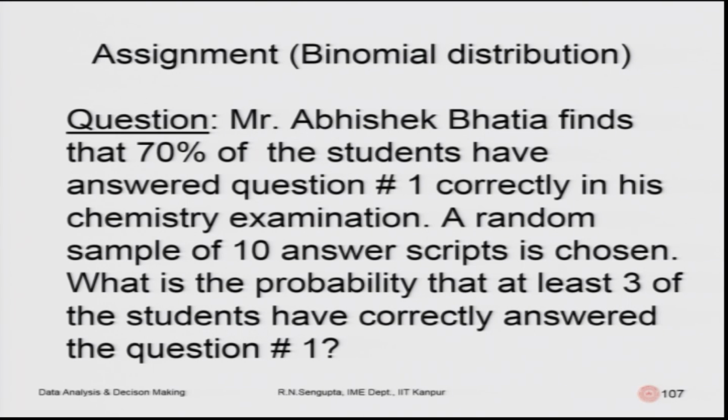If that is the case, then you will consider P, for those who have answered the question, as 0.7, Q as 0.3. Now, if you reverse it, in the sense you want to find those who have not answered, then obviously, since it is at least 3, the complementing part would be 0, 1, 2. In that case P would be 0.3, Q would be 0.7 and you would solve the problems accordingly.